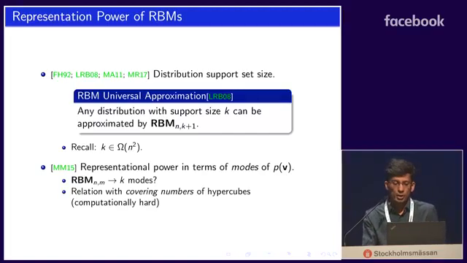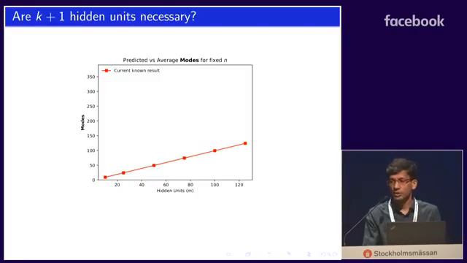So just to check how strict this bound of k plus 1 hidden units is, we conducted simulations. In this graph, we have fixed the value of n, the number of visible units, and on the x-axis, we vary the hidden units. On the y-axis, we plot the number of modes generated by the corresponding architecture. This red line gives the worst case scenario: for an RBM(n, m) architecture, the number of modes generated will be m minus 1.